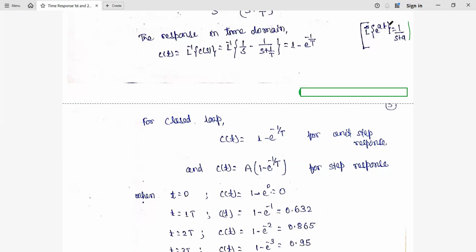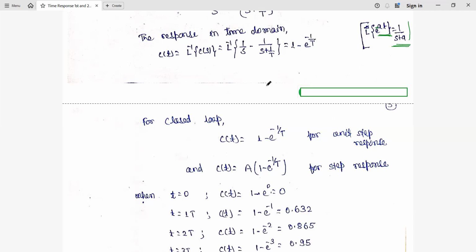Here you can see the general formula: Laplace of e to the power AT is 1 upon S plus A. Our given second term is in the form of this term. So finally the inverse Laplace is e to the power AT. Here A is minus 1 by T. We have to be careful about this minus sign. This is how we have obtained the Laplace inverse.